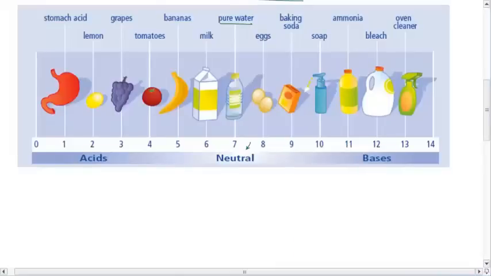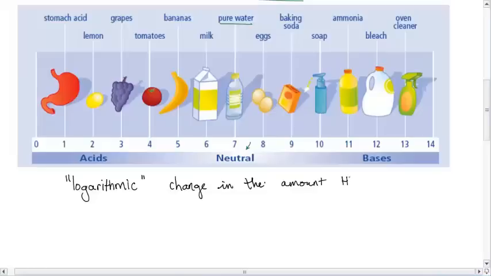Now here's the thing that's really tricky about the pH scale. It's not a linear scale. It's a type of scale that's called logarithmic. And what that means is that each step, from 1 to 2, 2 to 3, so on and so forth, means a change in the amount of hydrogen ions by a factor of 10.